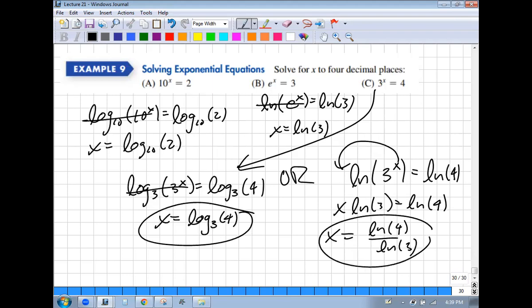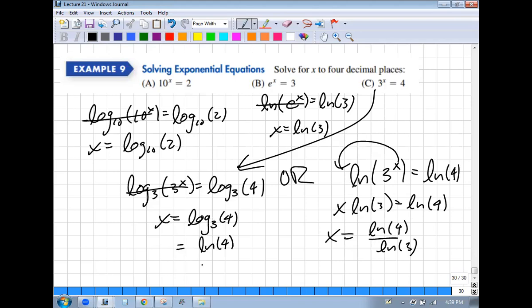Those are equal. Remember your change of base formula? If I don't like that base, I can change it to any base I want. I just have to take the log of whatever that base is and divide by it. Those are equal, right? You can't plug that into most calculators. These you totally can. Okay, that's your change of base formula.